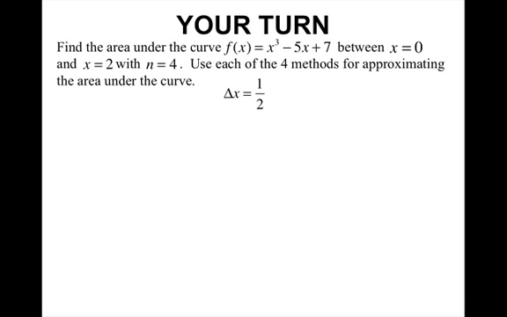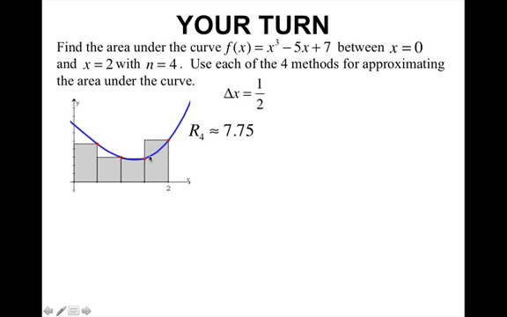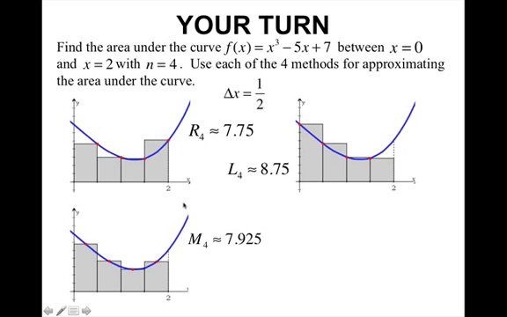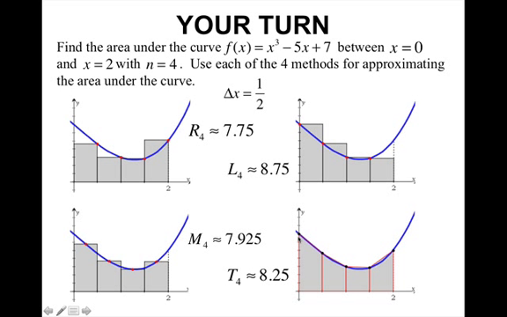All right, let's see how we did. Your change of x is 1/2 because 2 minus 0 divided by 4 is 1/2. For the right approximation, you should have gotten approximately 7.75. For the left rectangles, approximately 8.75. For the midpoint, approximately 7.925. And for the trapezoids, approximately 8.25. And I will tell you that the actual is 8. So as you can see, the midpoint gave us the best approximation.